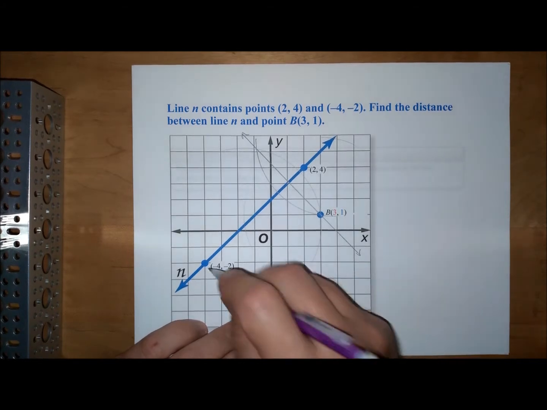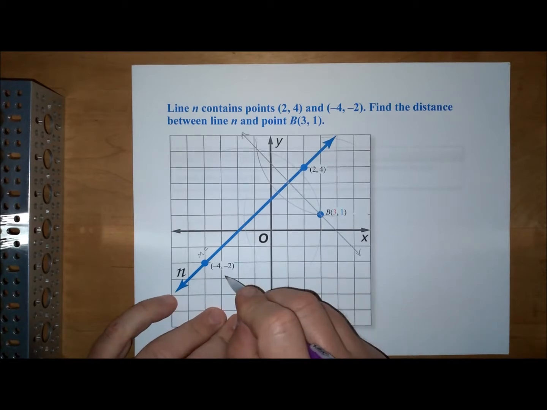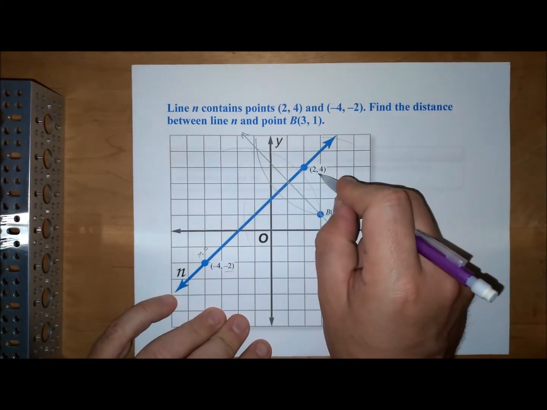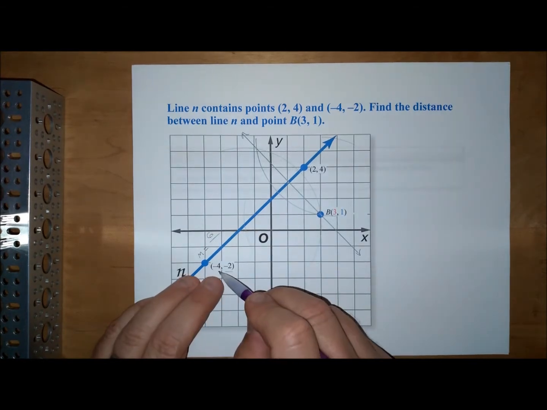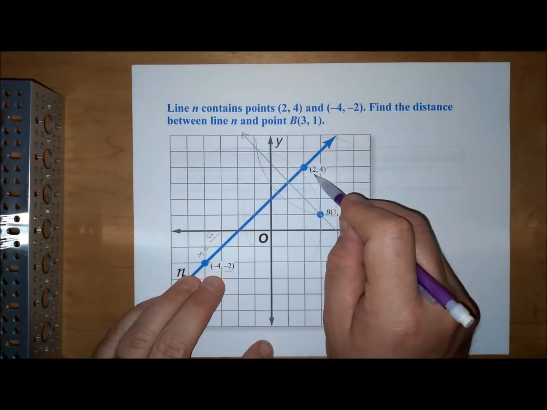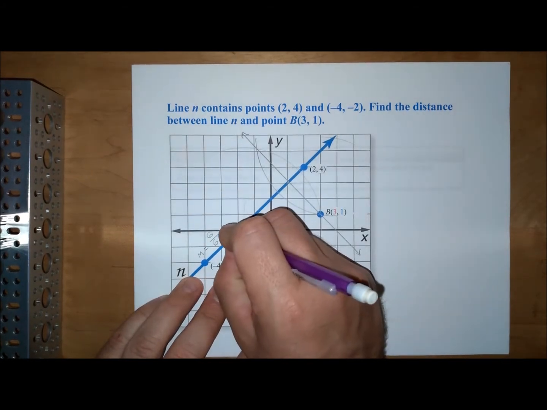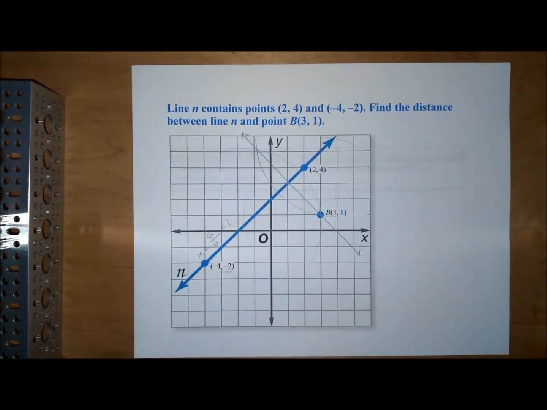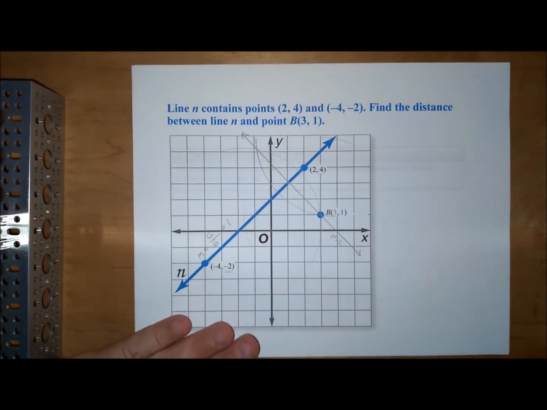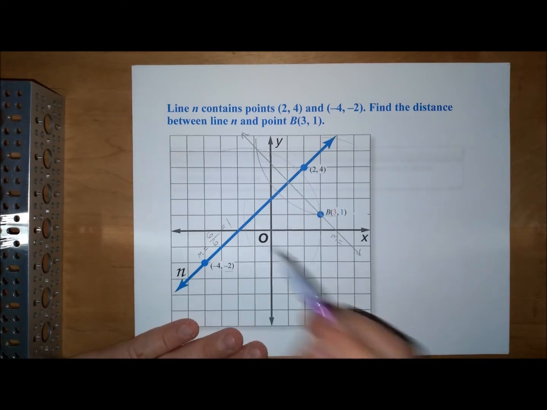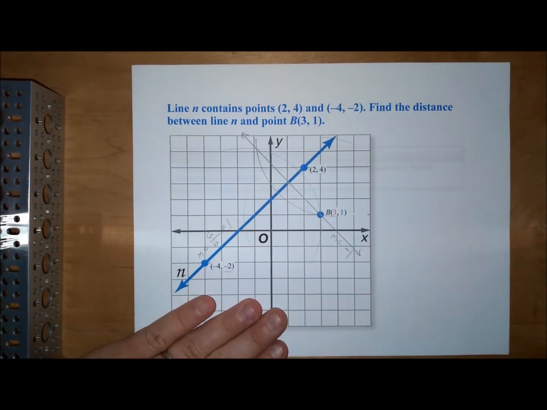Well, let's take a look at the slope of this line N. I go from -2 to +4, so that's a rise of 6. And I go from -4 to positive 2 in the x direction, so that's a run of 6. So this has a slope of 1. Okay, so what will the slope of this perpendicular line be? It's going to have to be the negative reciprocal of that slope. So this must have a slope of negative 1.